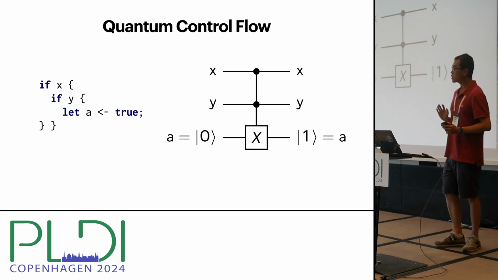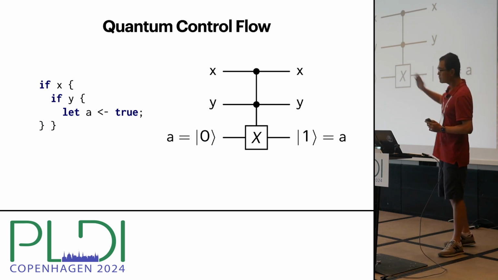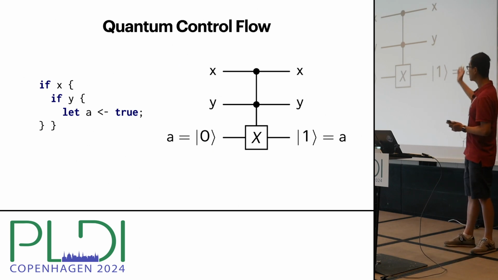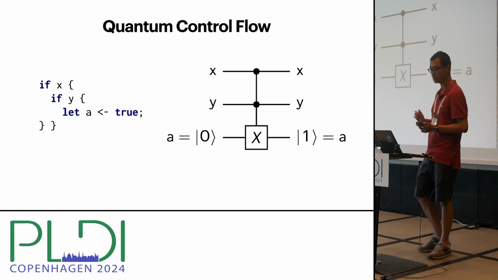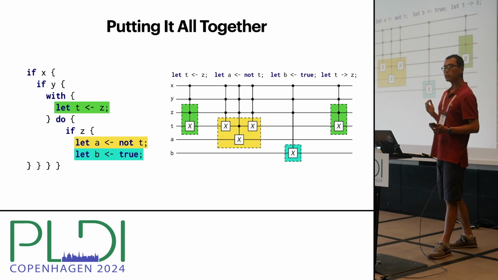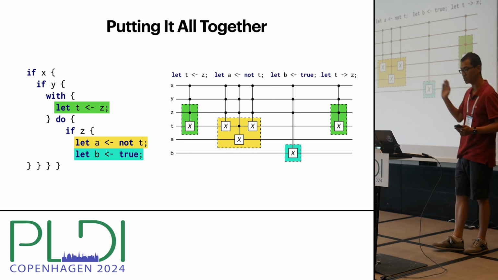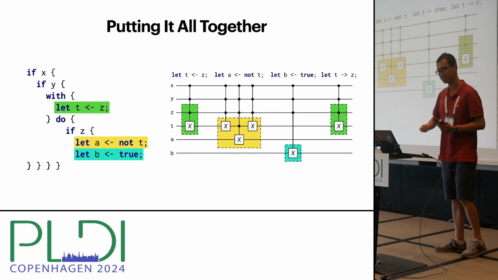The last program structure that we're going to want is control flow. So if we have an if statement, like this if statement over x and y with a statement inside, that's just going to compile to a controlled quantum logical gate, in this case, the Toffoli gate. Given all these ingredients, we can then put them together to see how a structured quantum program using control flow will eventually compile down to an explicit quantum circuit.